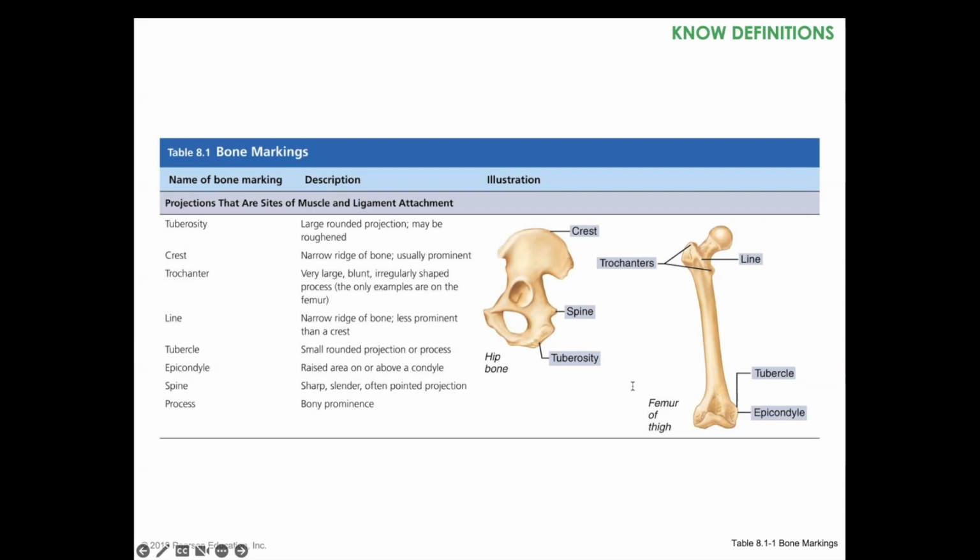An epicondyle is going to be a raised bumpy projection that is above a condyle. I'll go over what a condyle is a little later. But just know that an epicondyle is usually where you're going to have some cartilage and where you're going to have another joint articulation. A tubercle is a small rounded projection. So it's similar to a process, just going to be a little bit bigger.